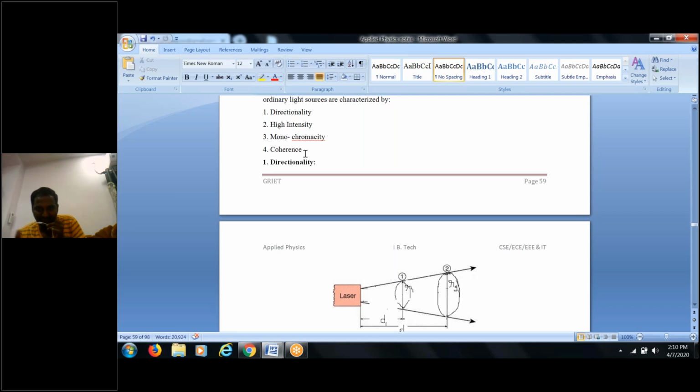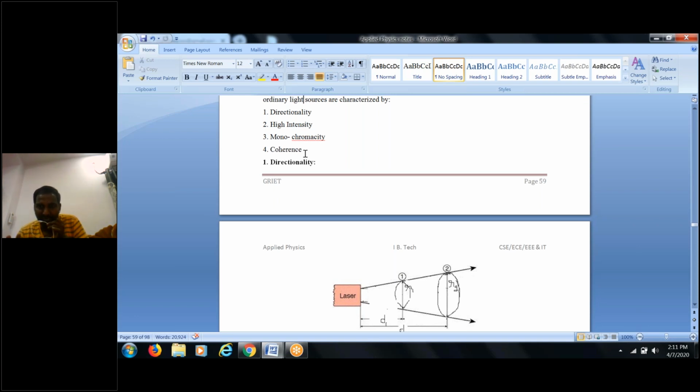Whereas in the case of the other category, incoherent photons, they have the same energy, but they travel in all possible directions. They travel in random directions. As a result of this random directionality, they can't maintain a constant phase difference. Such photons are called incoherent photons.